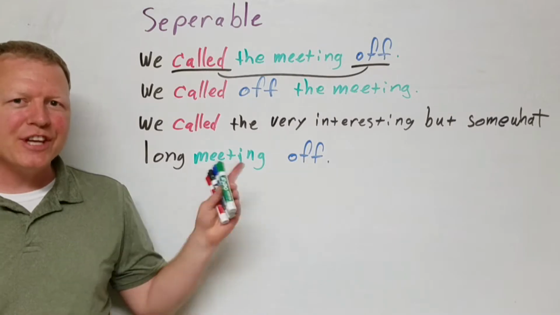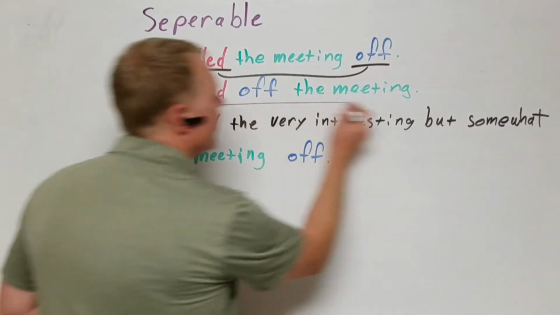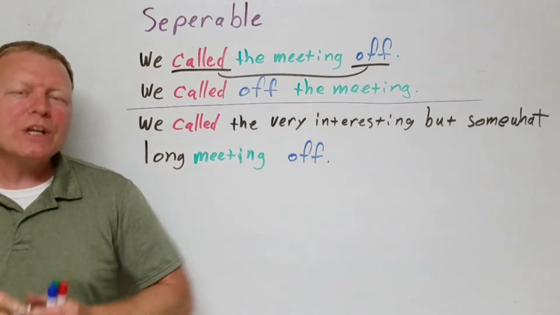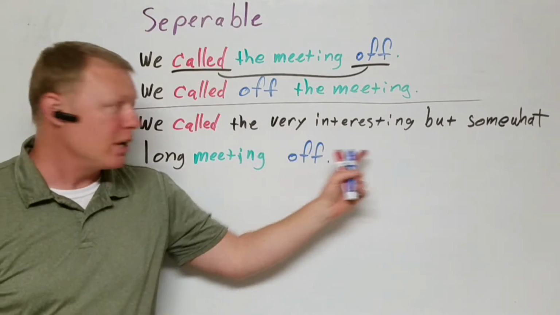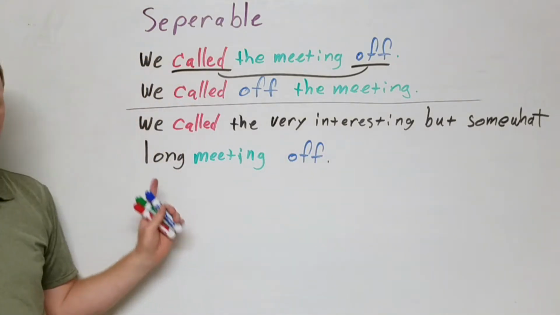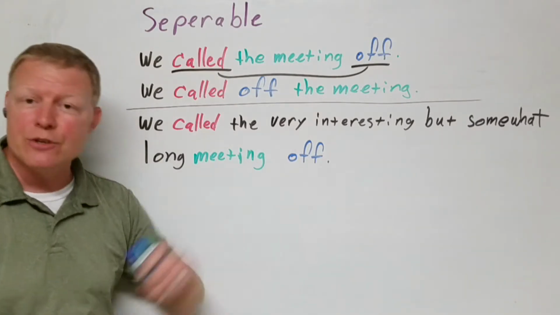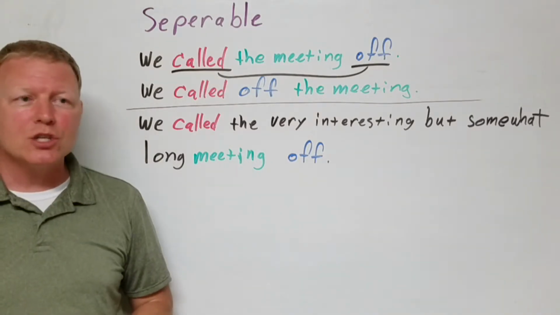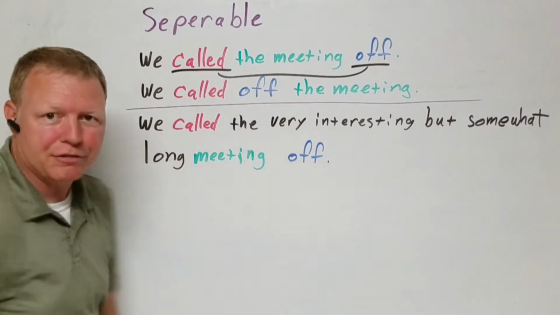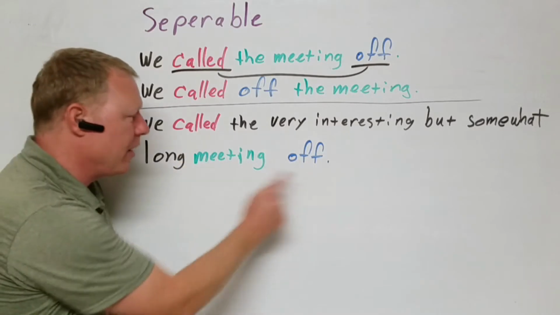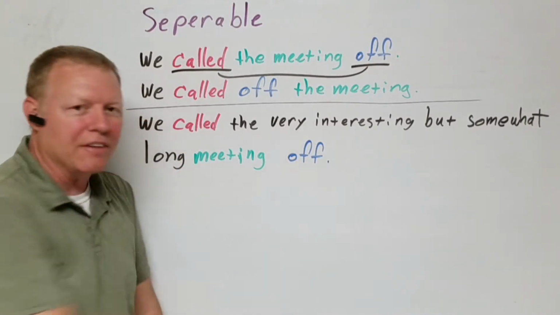All right, so let's look at this one. This one is pretty crazy. Let me separate it here so we know what we're looking at. Let's read this sentence together. We called the very interesting but somewhat long meeting off. That's a real sentence. You will hear this in English quite often. Let's do it again. What did we do? We called off. What did we call off? We called off the meeting, right? Or we called the meeting off.